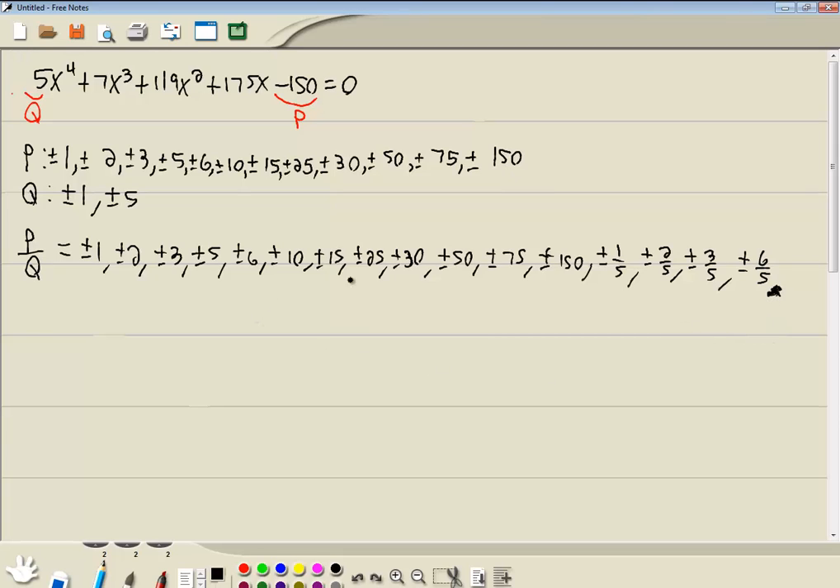Okay, so those are all of our possible answers. So what we do is we're going to plug each one of these into synthetic division and see if it works.